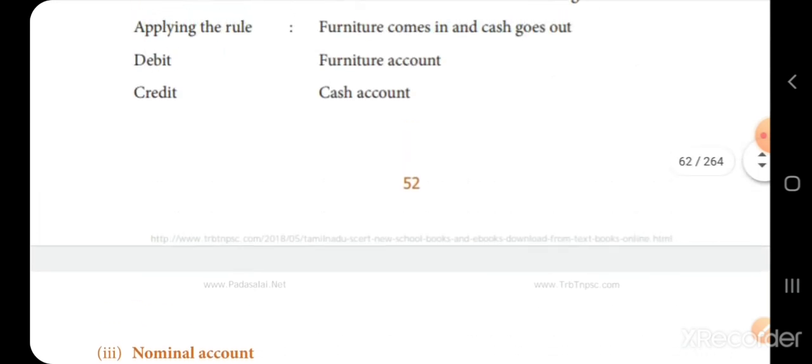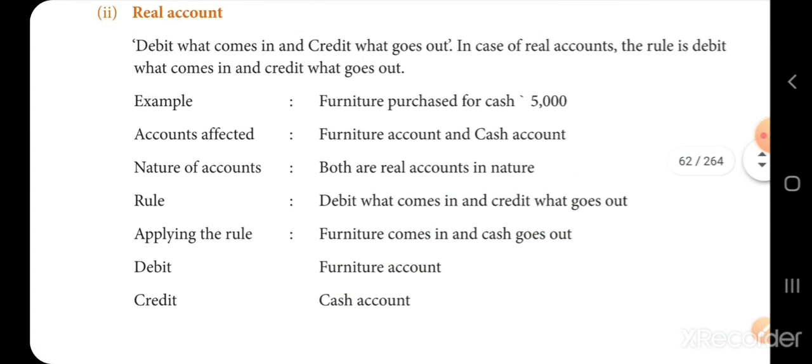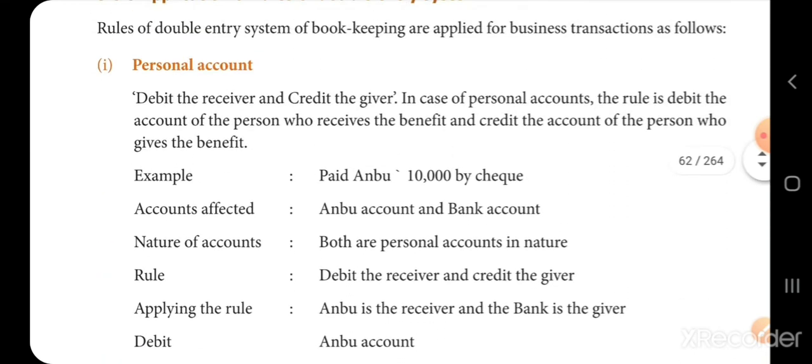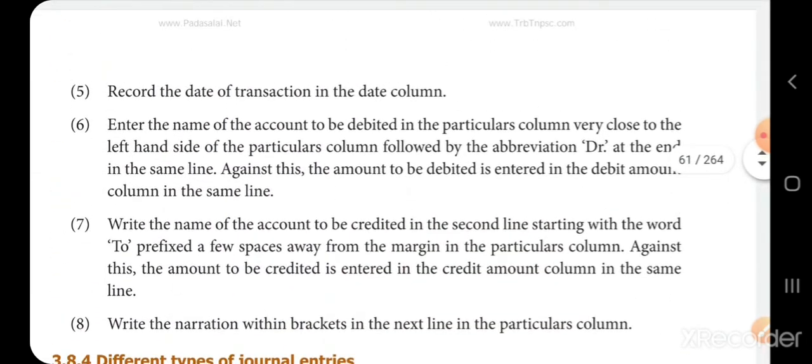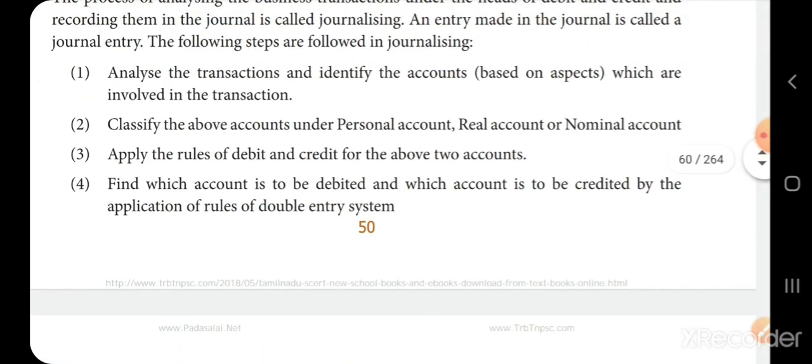Now what are the golden rules of double entry system? For the personal account it is debit the receiver, credit the giver. Real account, debit what comes in, credit what goes out. And nominal account, debit all expenses and losses, credit all incomes and gains. Okay. So from page number 47, go through line by line.